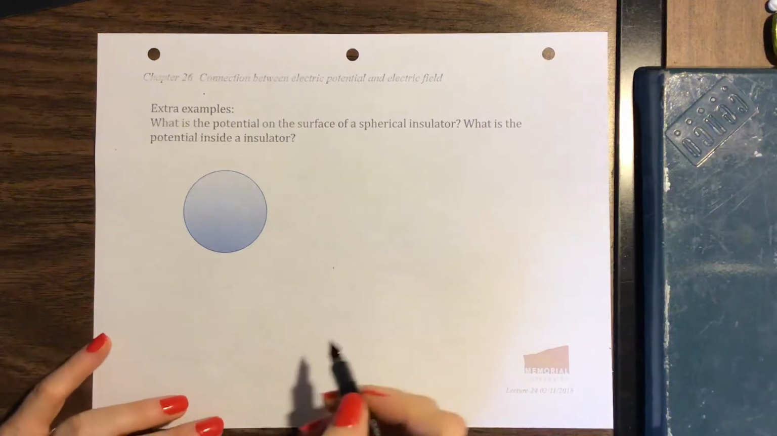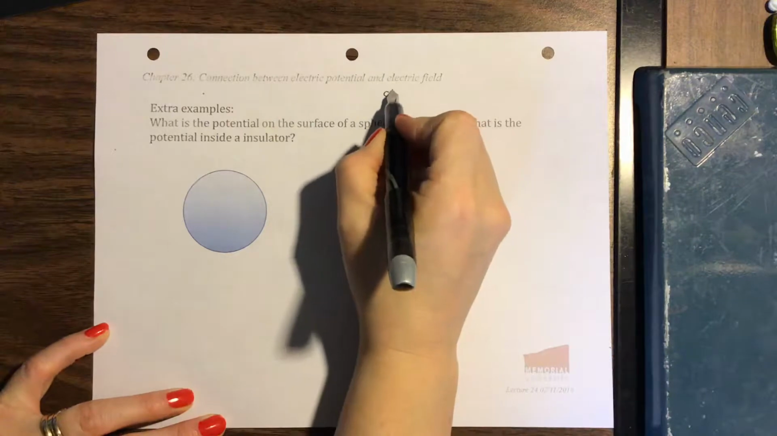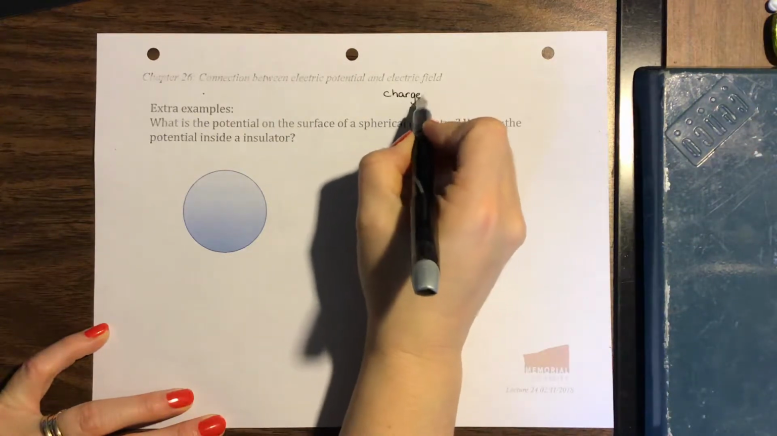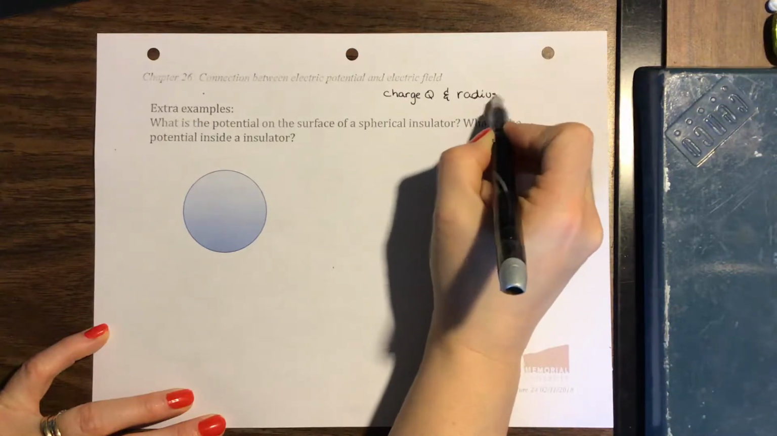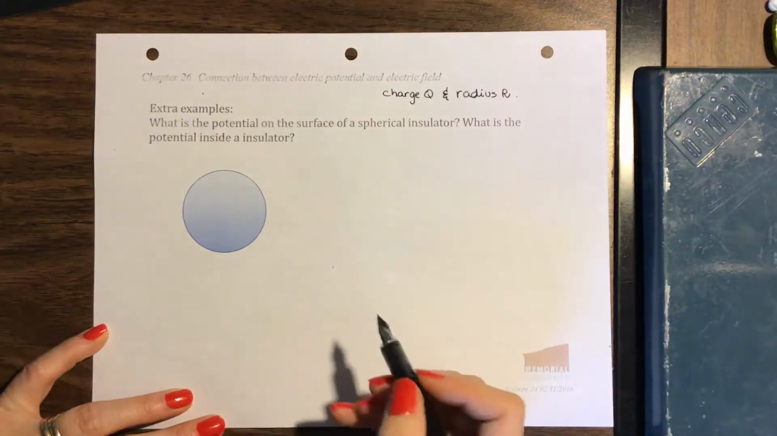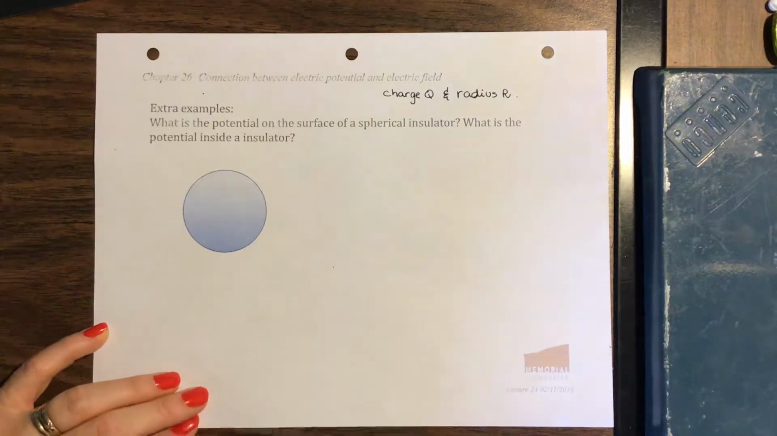This question asks for the electric potential in the vicinity of a spherical insulator with charge Q and radius R. So just like we did in class, we did the conductor, we did outside, at the surface, and inside. We'll do the same thing for the insulator.